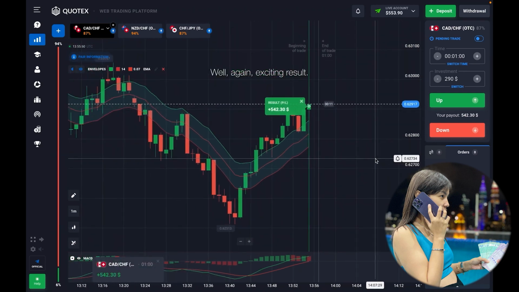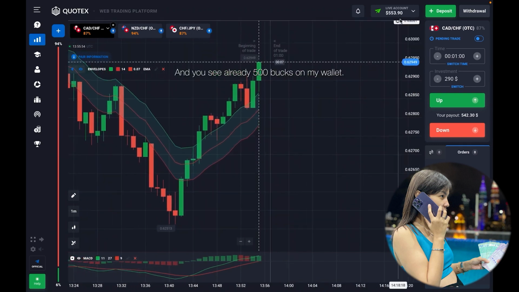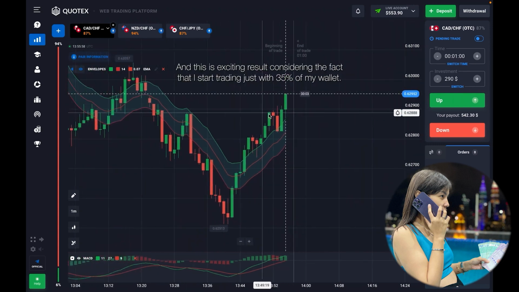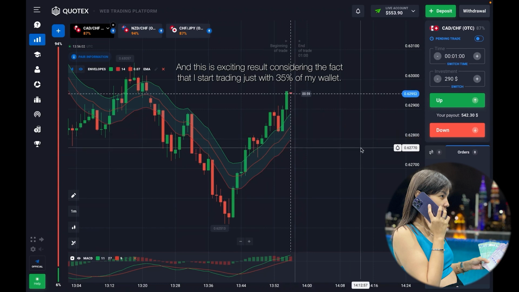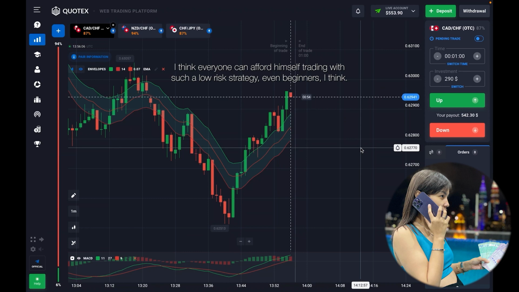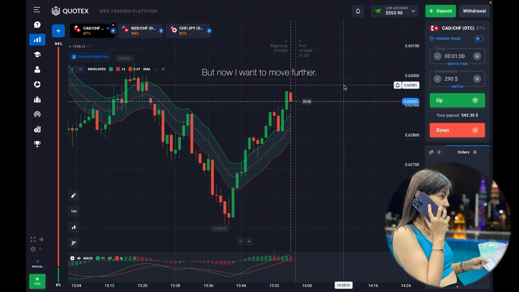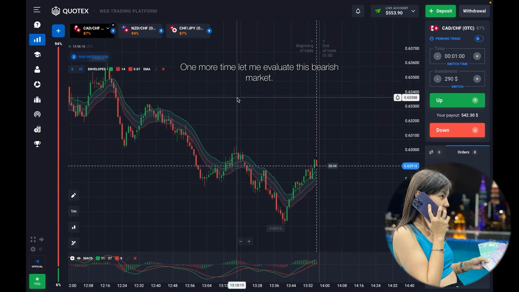Again, guys, exciting result, and you see already $500 in my wallet. $500, and this is an exciting result considering the fact that I started trading with just 35% of my wallet. I think everyone can afford trading here with such a low risk strategy, even beginners. But now I want to move further. One more time, let me evaluate this bearish market.